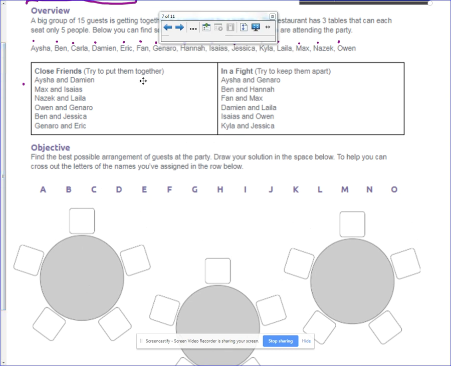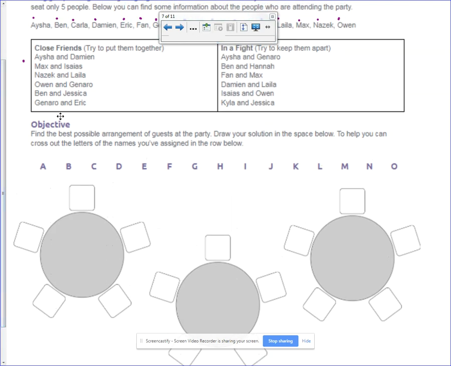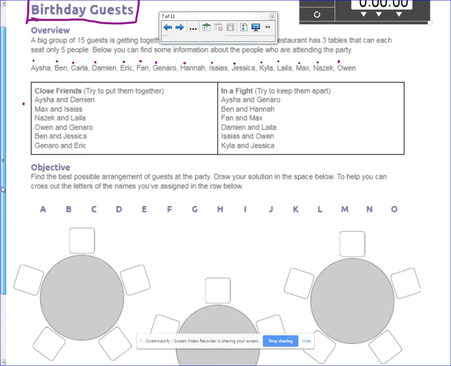So your job is, looking at these combinations, work with the people next to you and see if you can figure out a way to get these 15 people all situated so that you are allowing these friends to sit by each other, but these people definitely to be apart. There's probably more than one combination that works. So go ahead and get started.